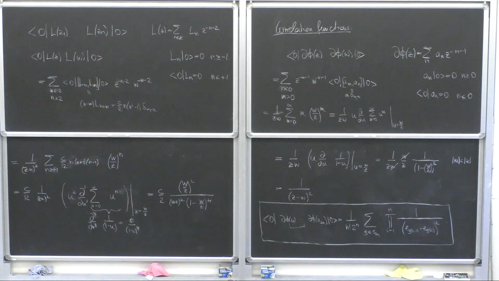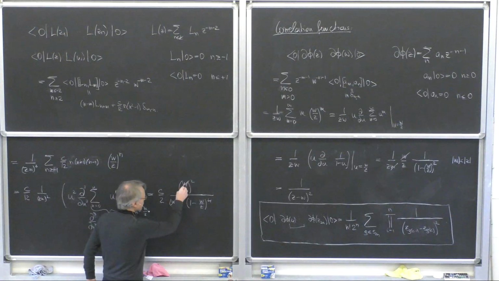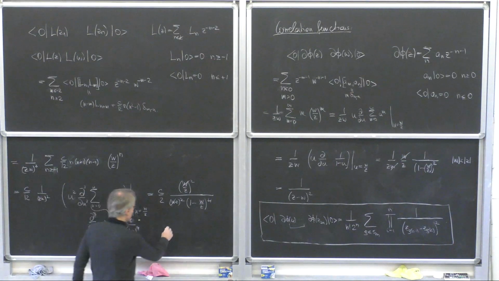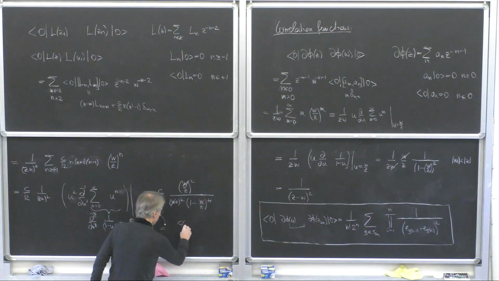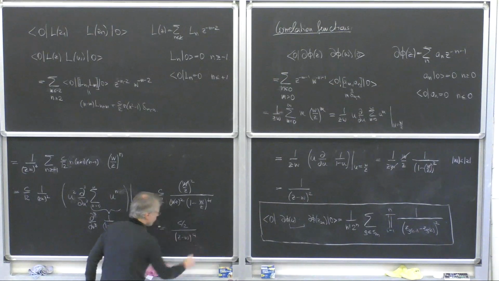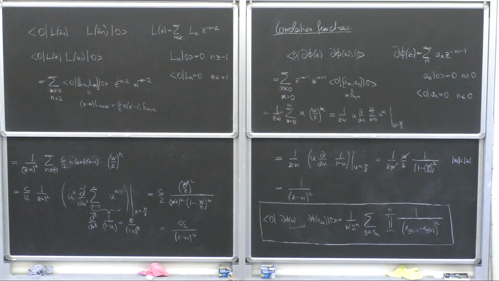Have I done something bad? Okay. And now you see where this is going, right? So the w's cancel. And I have a 1 over z to the 4, which I can bring inside the bracket. So this is going to be equal to c over 2 divided by (z minus w) to the 4th power, which is the 2-point function of the stress energy tensor.